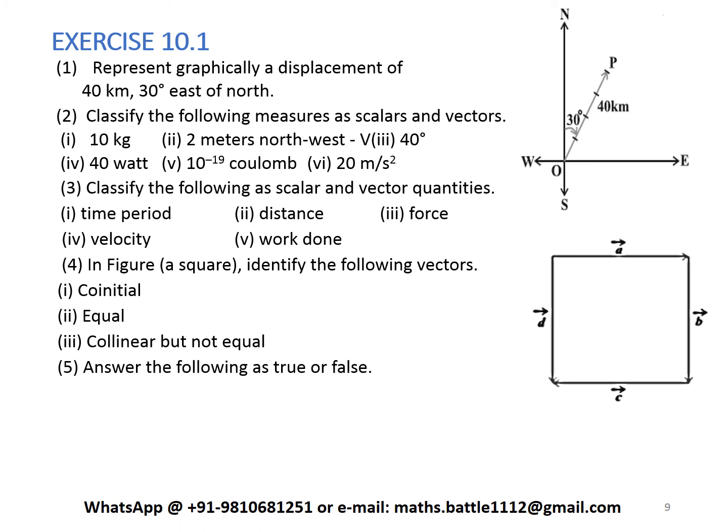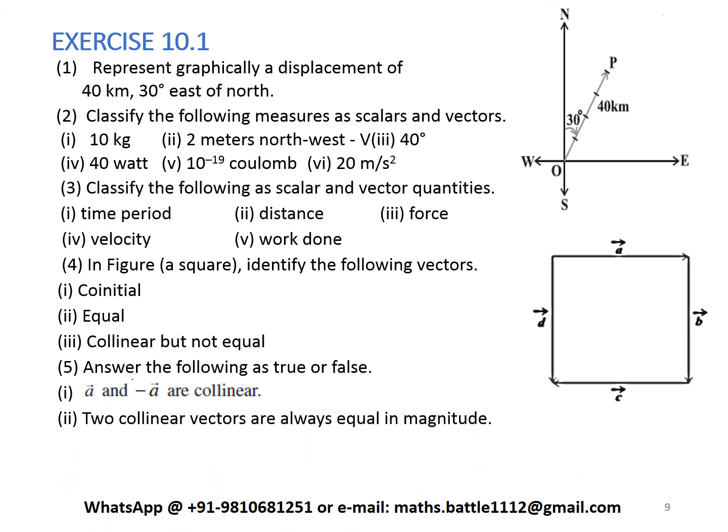Answer the following as true or false. A and minus A are collinear. Yes, both have the same magnitude but opposite direction. Two collinear vectors are always equal in magnitude. This is not true because A and 2A are collinear vectors but have different magnitudes.